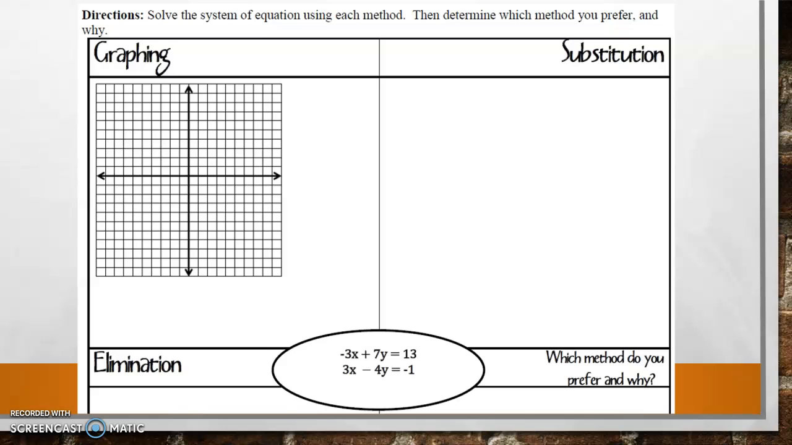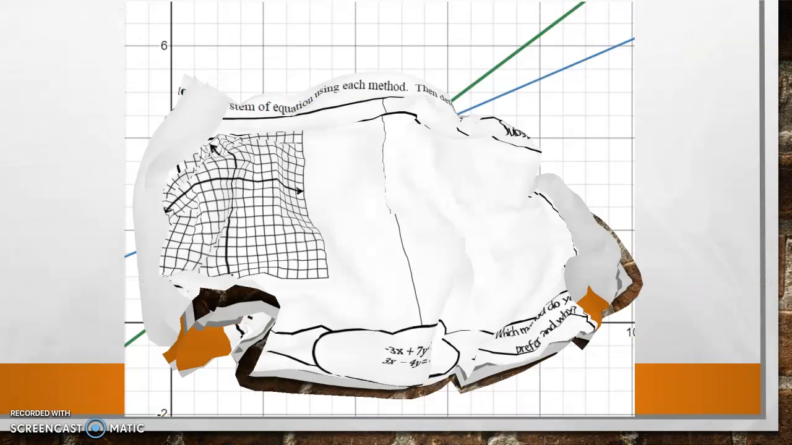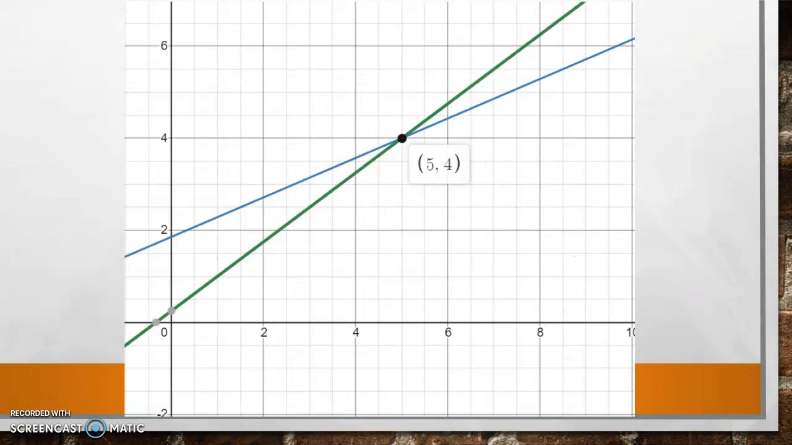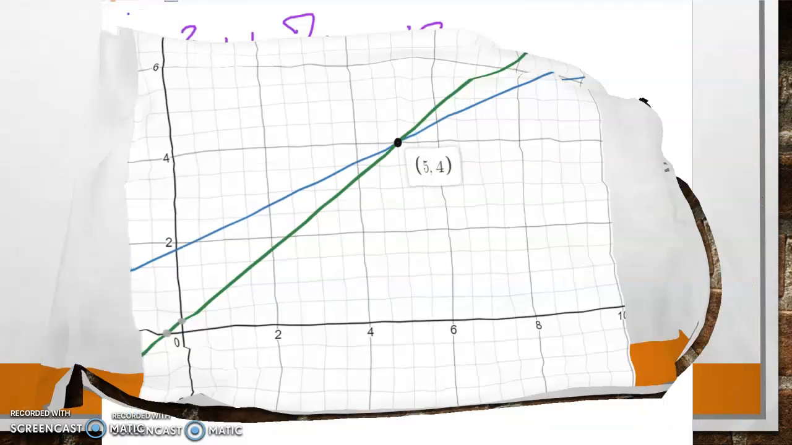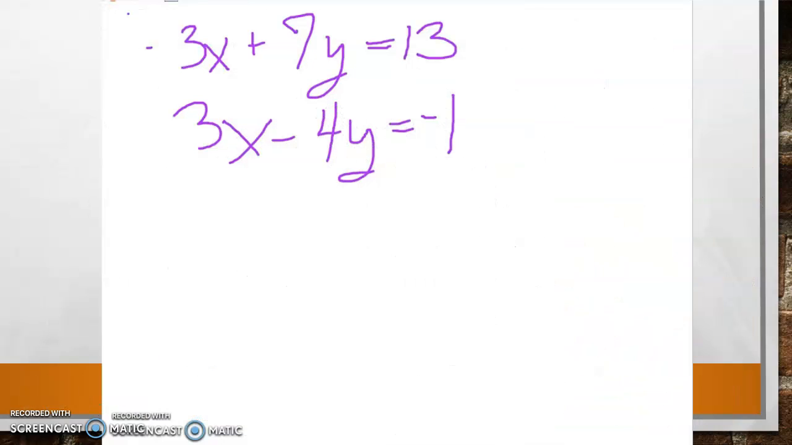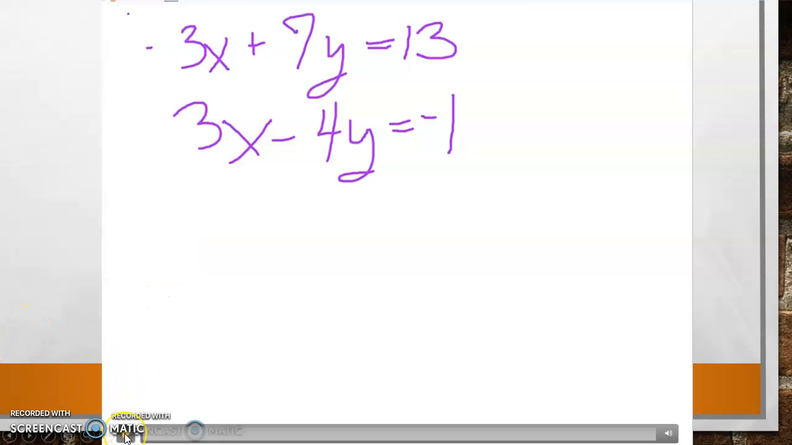This one I'm going to jump right into showing you what the graph looked like when I put it into Desmos. So the point of intersection for the second example is 5, 4. And here's where I walk you through solving it algebraically using the substitution method.